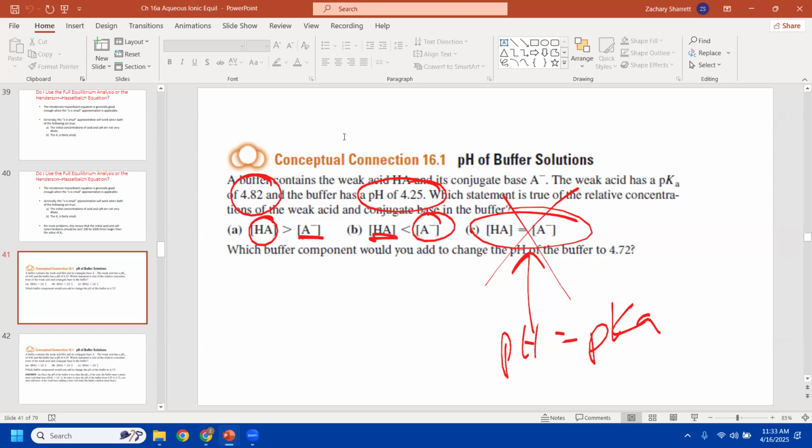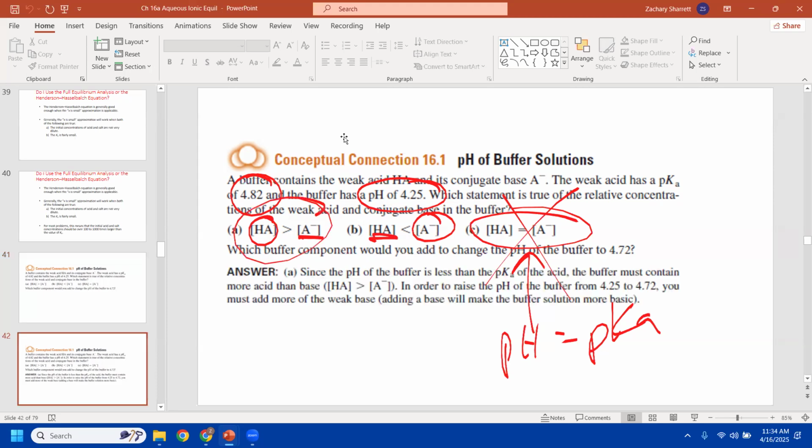Is less. So does that mean we probably have more acid that brings it down lower, or do we have more base that brings it down lower? Base actually increases the pH. So more acid means that, so what we should say is there should be more acid. So since the pH of the buffer is less than the pKa, the buffer must contain more acid than base. Everybody see how this works?